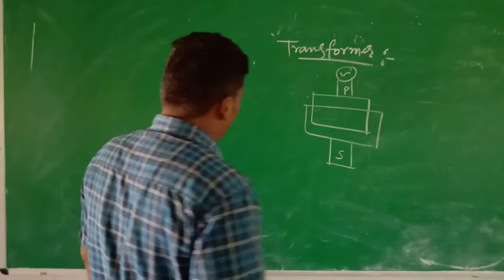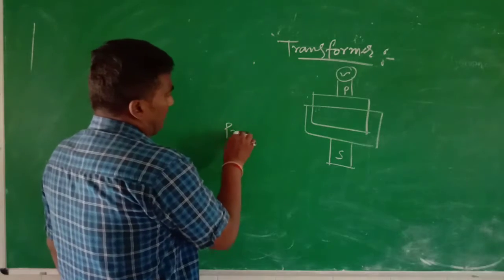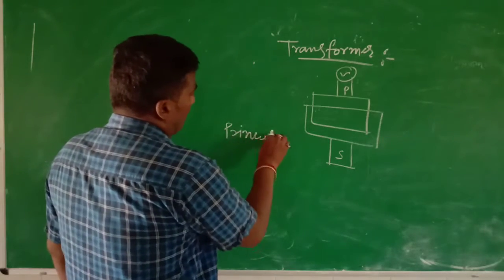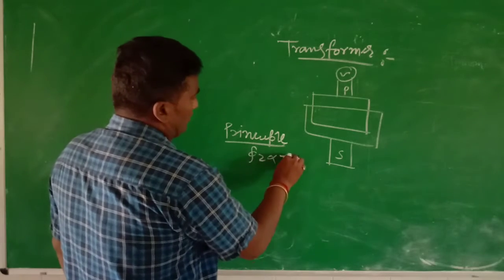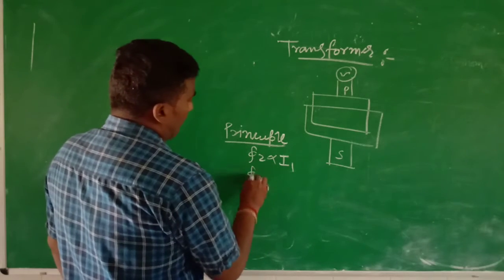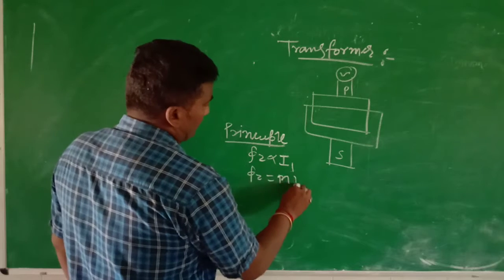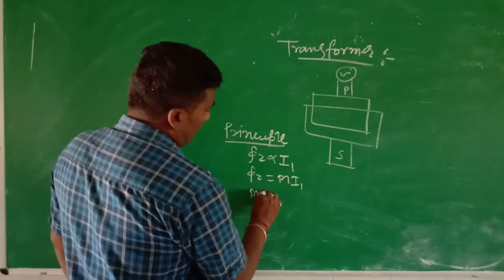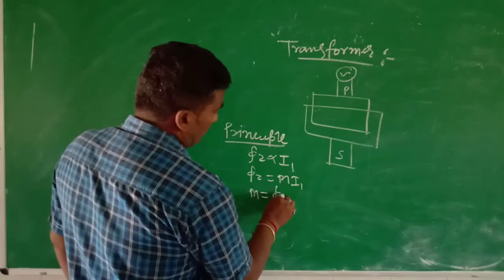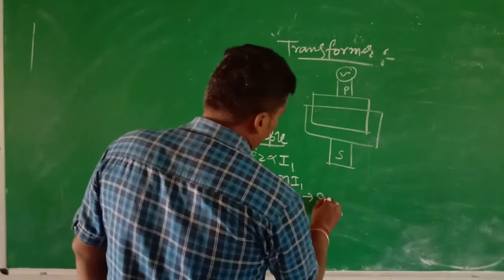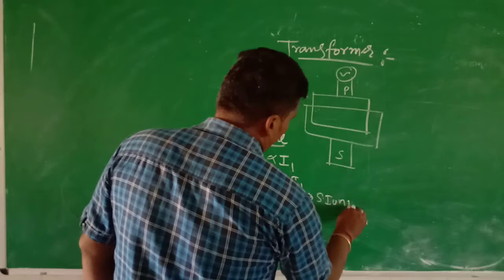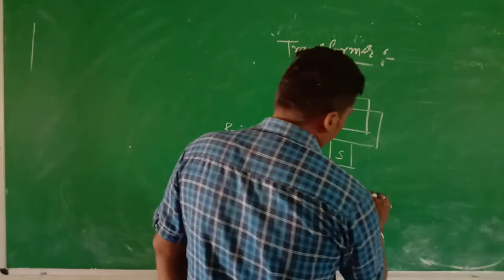Now let us start with the principle of the transformer. It works on the principle of mutual induction. Phi 2 is directly proportional to I1, then phi 2 is equal to M I1. M is equal to phi 2 upon I1, and the SI unit is Henry.